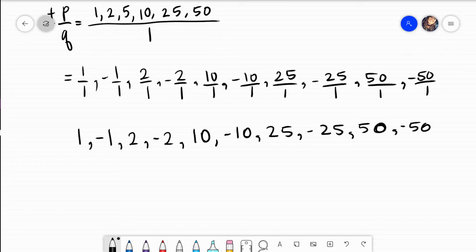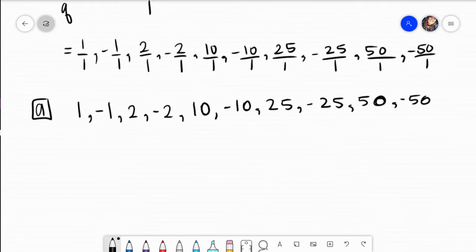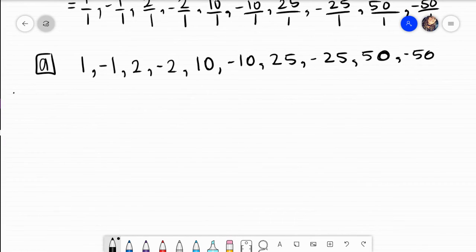In a problem like this on your online homework, I believe it's like answer the questions A through C, listing all of your possible zeros. This is how you would answer it. You would not write them in the fraction form, okay? So for B, it says to synthetically divide to test and identify an actual zero.